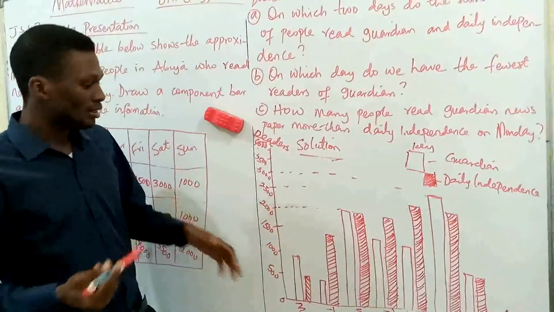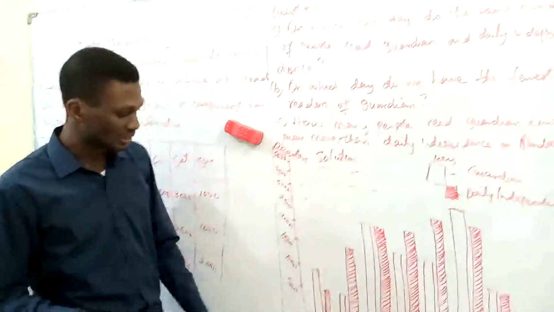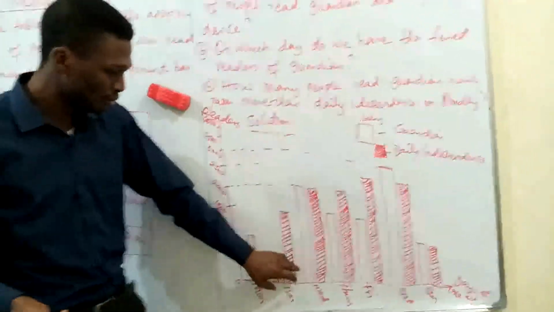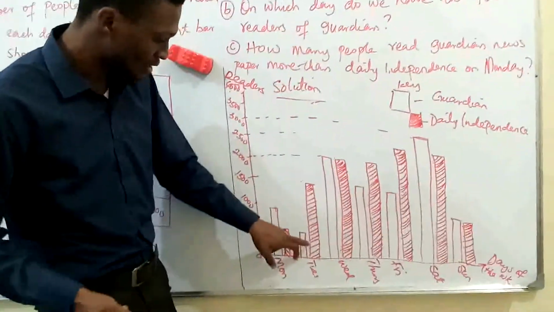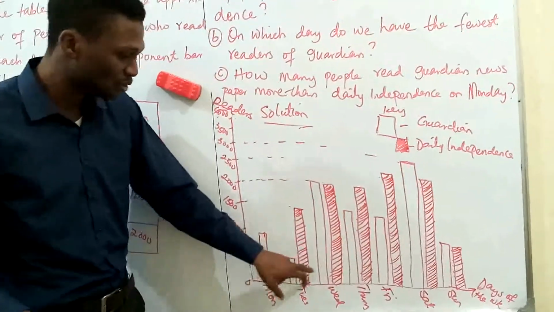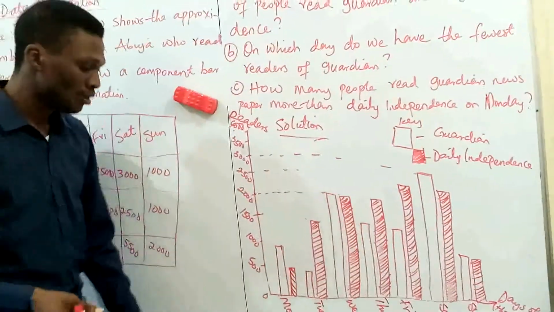Okay, this is just like our single bar chart. Our spaces too here should be equal. We measured and we should ensure that the spaces here should be equal. Also, the spaces in between the Guardian and the Daily Independence should be equal too.